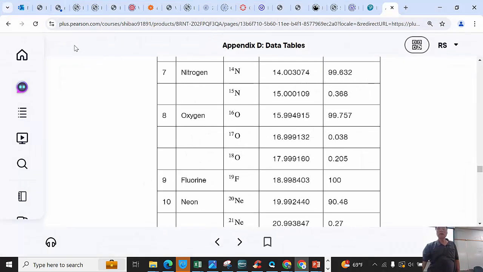When we look at the abundance for oxygen, the most abundant is oxygen 16, followed by what? 18, and then the least abundant will be 17. Now, why is that? That's our observation. And so what you need to do is come up with a hypothesis. Can you come up with a hypothesis why 17 would be less abundant than 18?